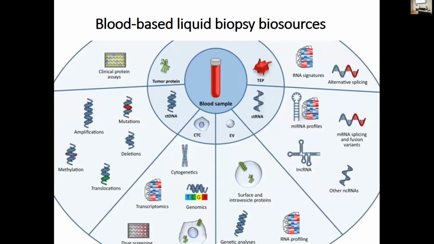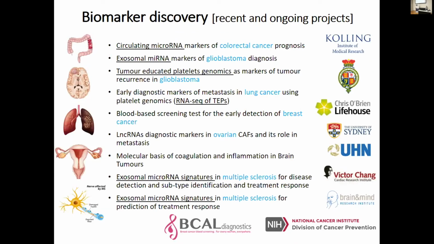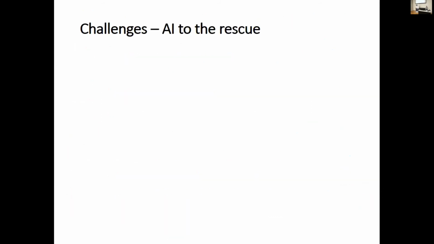Just some examples of molecules within blood that can be used as biomarkers and how they can be integrated. And some of our recent studies, from the last couple of years, on biomarker discovery in different types of cancers, as well as other diseases like multiple sclerosis.